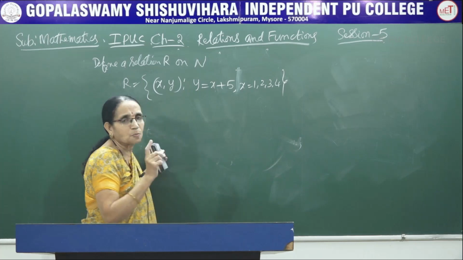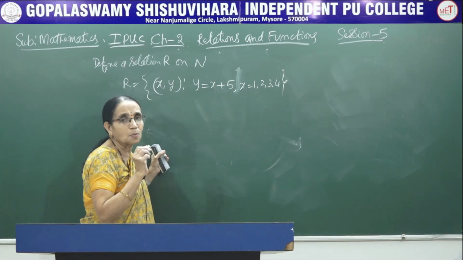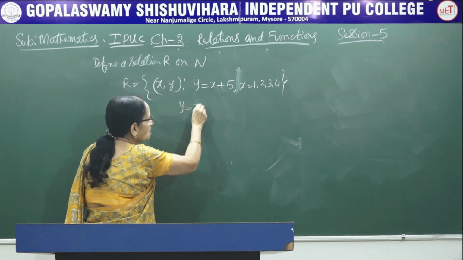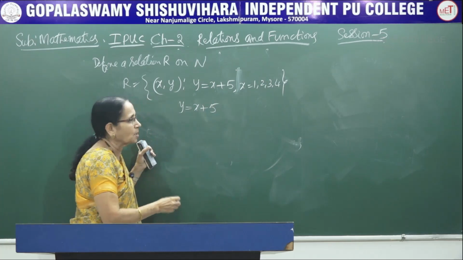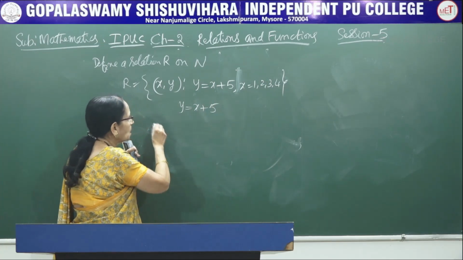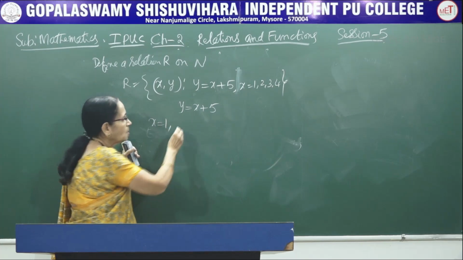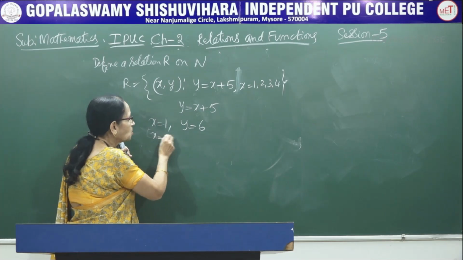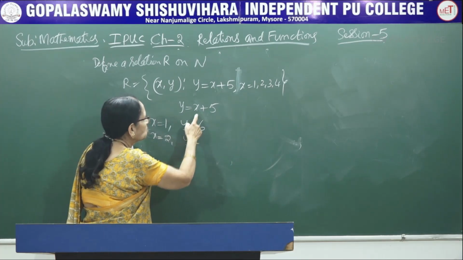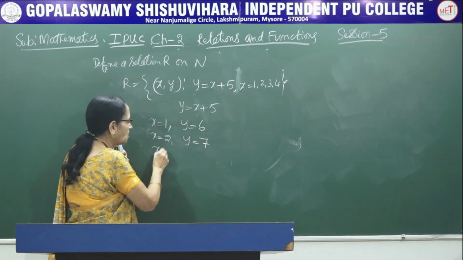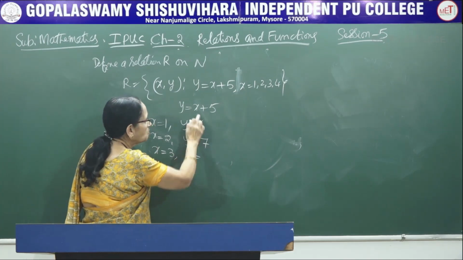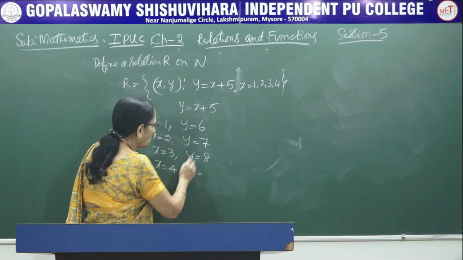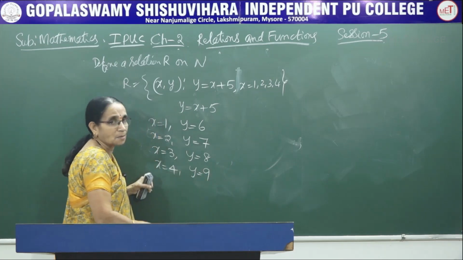Now, we have to express this rule method in the roster form. For that, this is the condition that is given, or this is the relation that has been defined: y is equal to x plus 5. Now, when x takes the value 1, y takes the value 1 plus 5, that would be 6. When x is equal to 2, y would be 2 plus 5, that is 7. When x is equal to 3, y would be 3 plus 5, 8. When x is equal to 4, y would be 4 plus 5, that is 9.